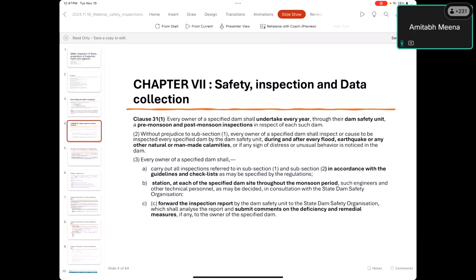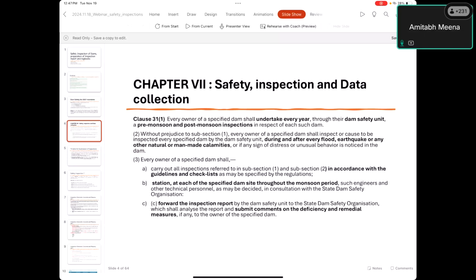So how do you think it's related to this? If there is any damage to the dam, who will be held responsible, whether the dam owner or the SDSO?